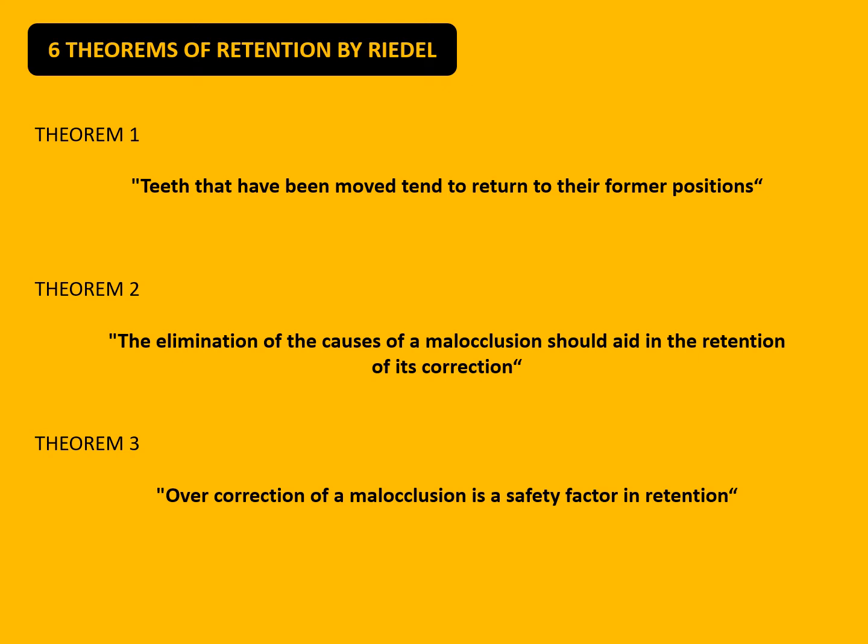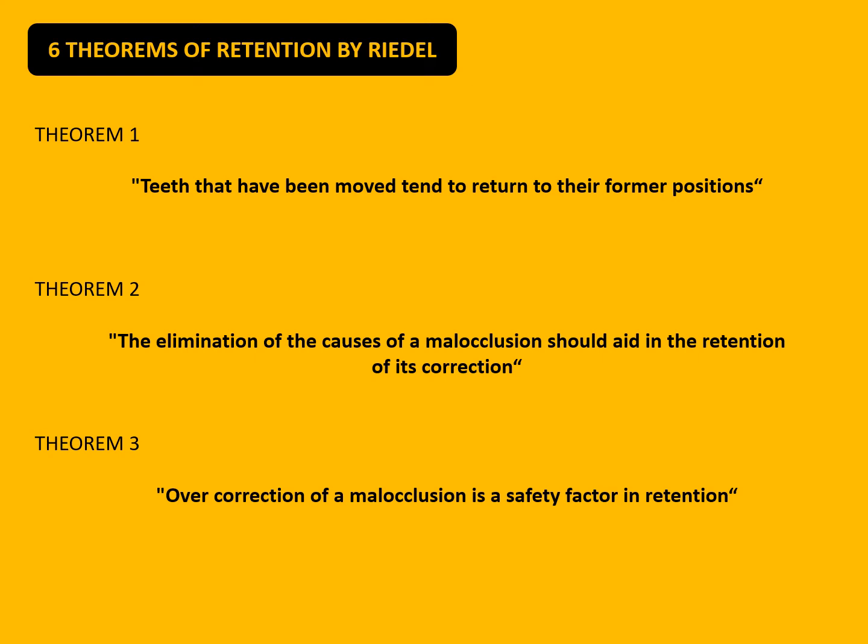There are 6 theorems of retention put forth by Riedel. Theorem 1 speaks about the fact that teeth that have been moved tend to return to their former positions. So that's theorem 1. Theorem 2 speaks on the elimination of the causes of malocclusion should aid in the retention of its correction. So it's outright simple. The elimination of the cause of malocclusion should aid in the retention of its correction.